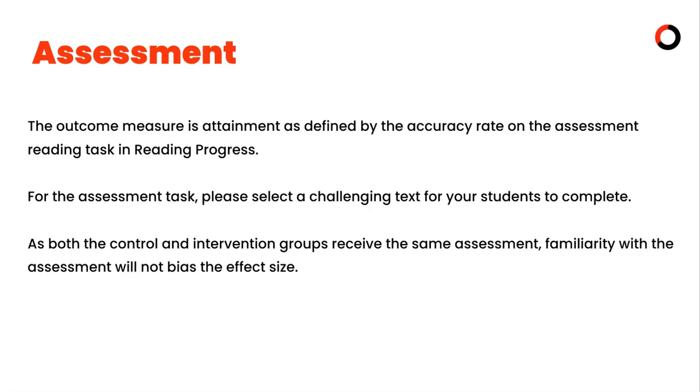The assessment. The outcome measure is attainment as defined by the accuracy rate on the assessment reading task in reading progress. For the assessment task, please select a challenging text for your students to complete. As both the control and intervention groups receive the same assessment, familiarity with this should not bias the effect.